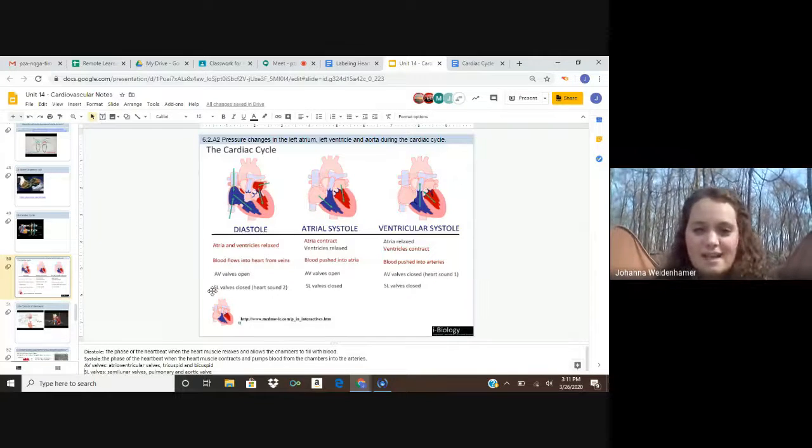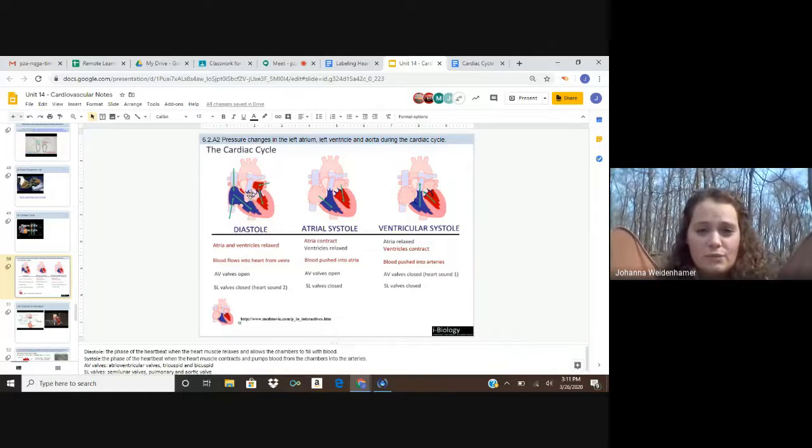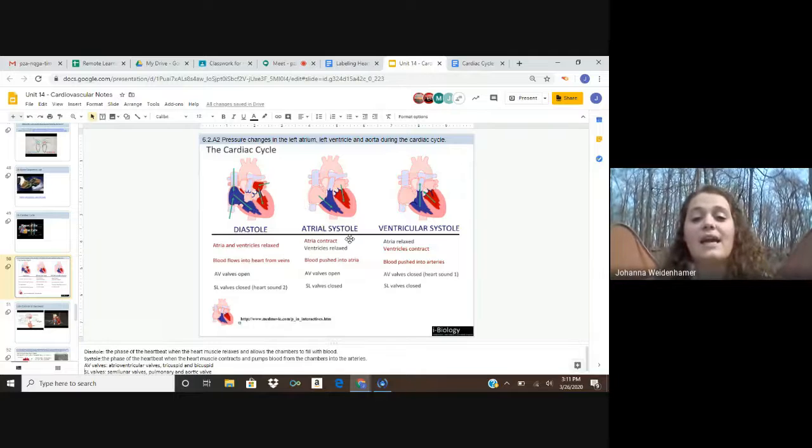And our last is that our SL valves are closed. So if you look at it right here where my cursor is, we have our pulmonary valve and our aortic valve are closed because the blood is still just sitting in the atria and the ventricles. So no contractions have occurred yet. Everything's relaxed. Okay. Next up, we have the atrial systole.